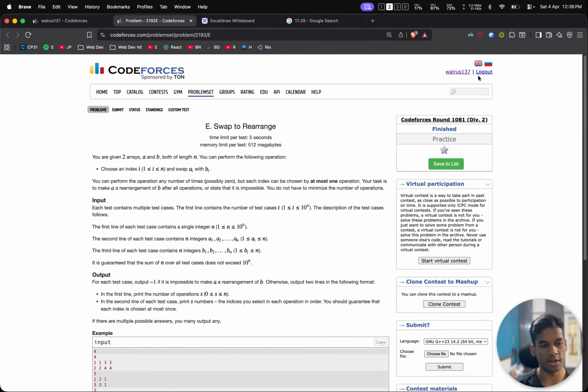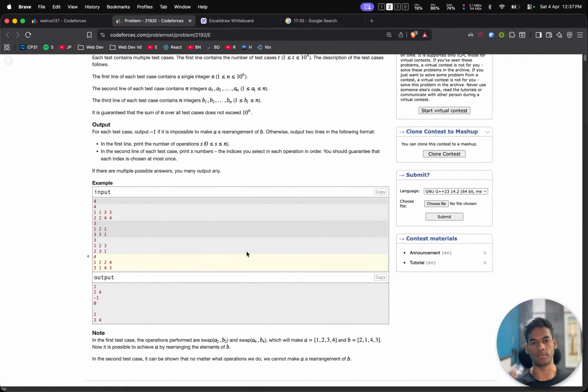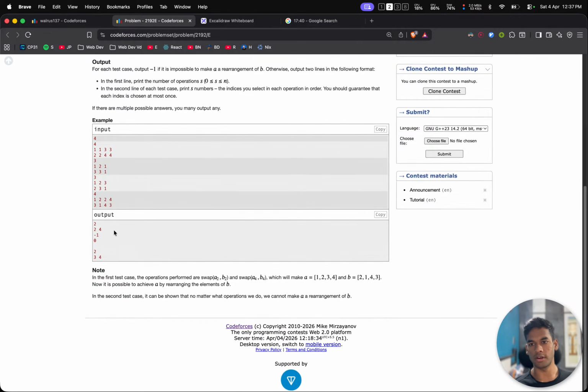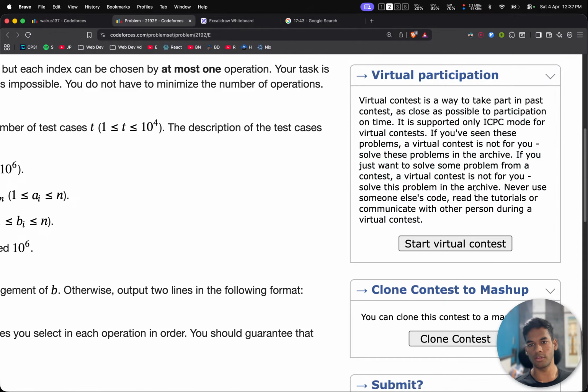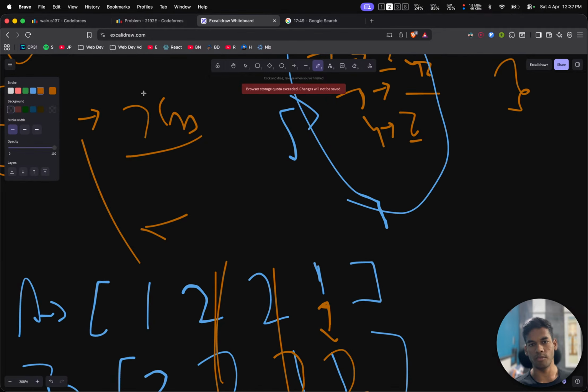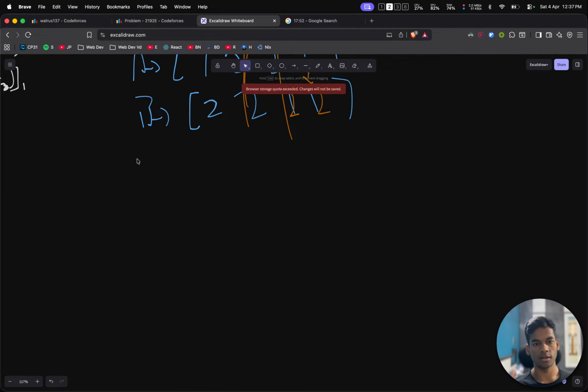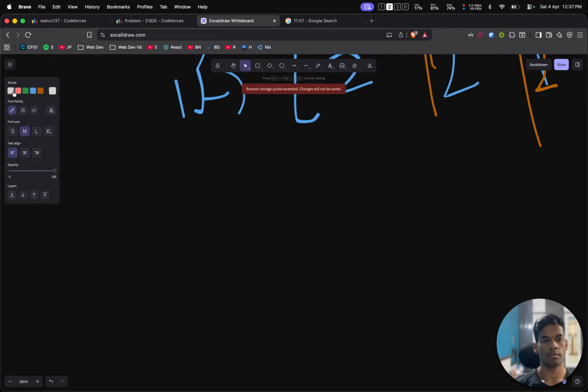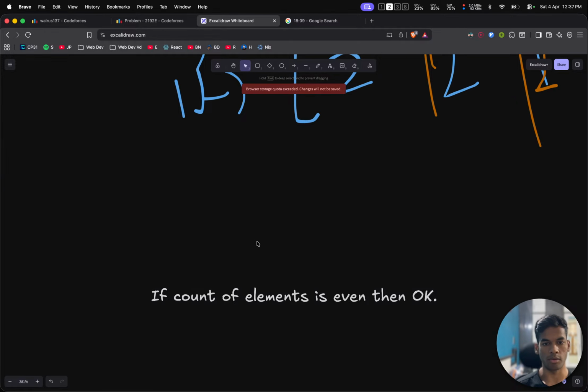That is the thing, we need to find the correct solution. We don't just have to say yes or no, we have to find the correct solution. Okay, that is the tricky part, I guess. Yep, otherwise this would have failed. Okay, so we are just assuming that if count of elements is even, then okay. That is what we are assuming. This might be wrong, probably is wrong.